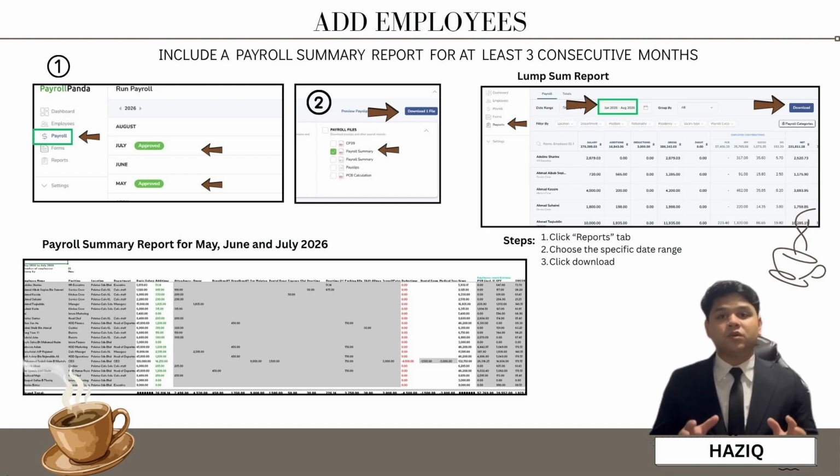The process is: go to the payroll tab, click the payroll file and download the payslip summary. Select May and download the report, then repeat the same steps for June and July. Generate a separate payslip summary report for each of the 3 selected months. Click the Reports tab, select the required date range and then click Download to generate the report. The downloaded reports will include the lump sum report for May, June and July.